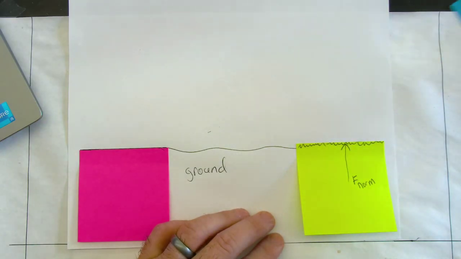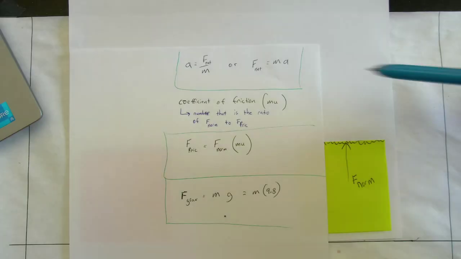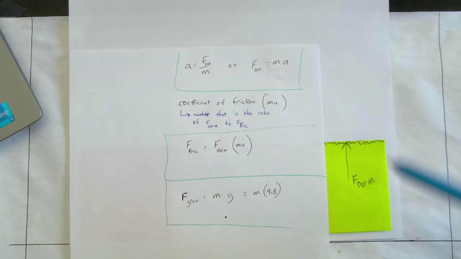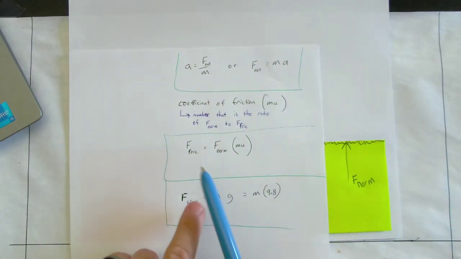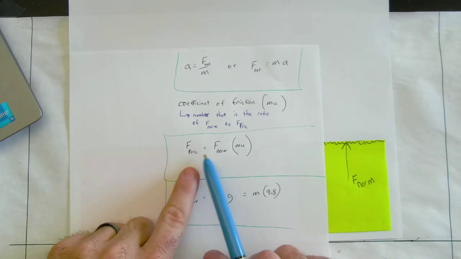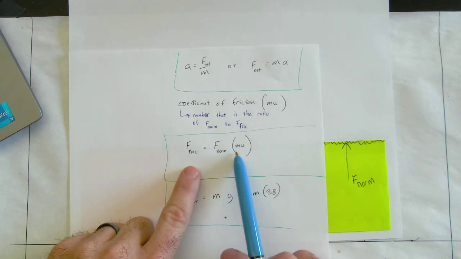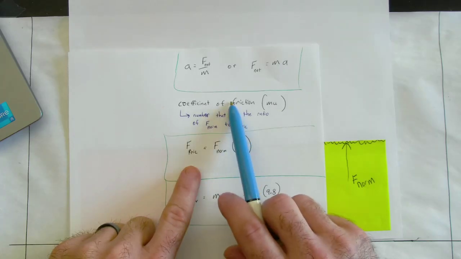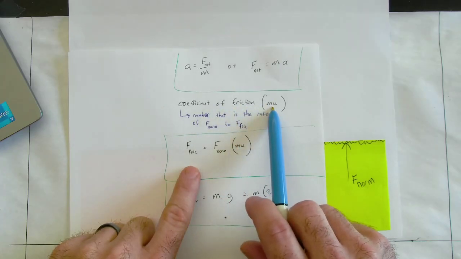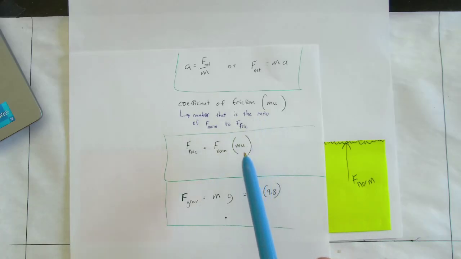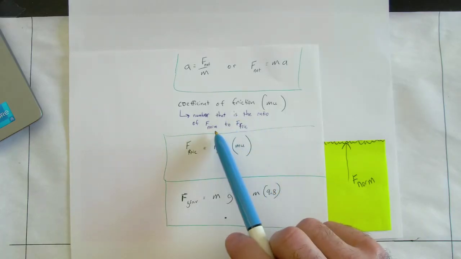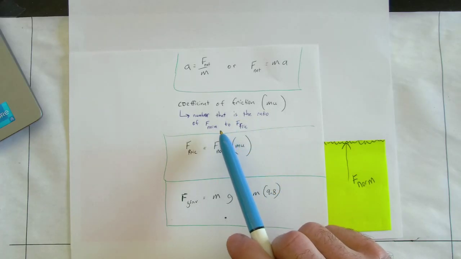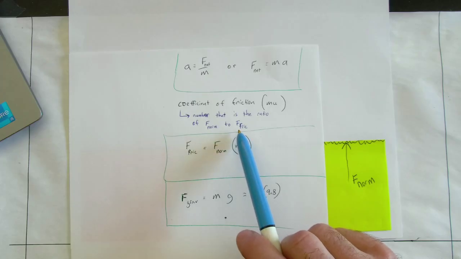The way we can quantify friction is with this equation. This equation right here is the force of friction is equal to the force normal times mu. And mu is really just a coefficient. It's symbolized with mu, a Greek letter. And it's really the ratio of the force of friction to the force normal.